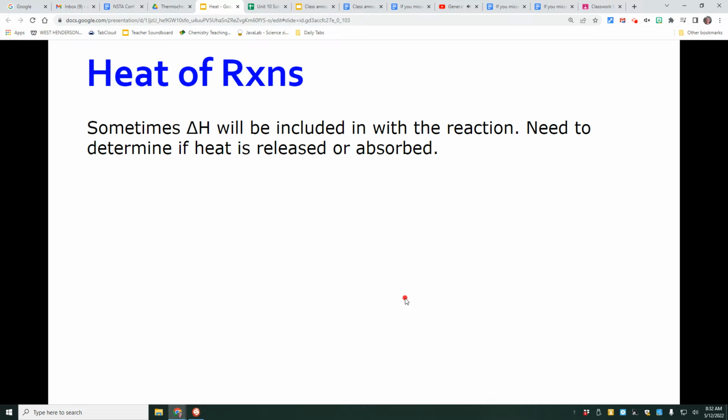Now, sometimes delta H will be included with the reaction. And in order to interpret whether a reaction is endothermic or exothermic, you need to determine if heat is released or absorbed. So here's my first example, and we have heat right here. Sometimes it's a number with kilojoules or joules, and sometimes it just says the word heat. So to think about whether heat is released or absorbed, we need to revisit the meaning of the arrow. That arrow means produces, yields, forms.